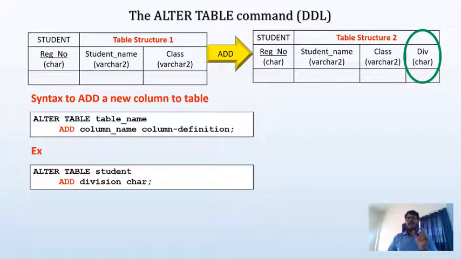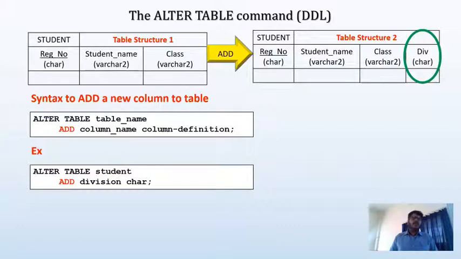Here char accepts a fixed length of characters, and if you observe, for the character I'm not specifying a size. What I told earlier is that if I'm not specifying the size, by default it will consider a single byte, a single character. So in this case, division can hold a single character. That's it.